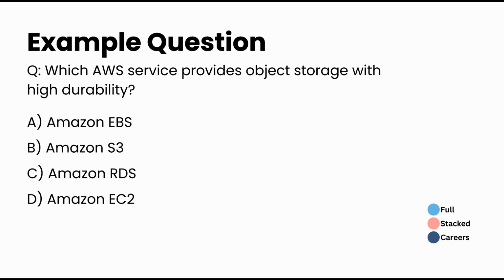Okay, so the answer is B, Amazon S3. The key word here is object storage. And with object storage, we always associate that with the Amazon S3 bucket storage system. So it wouldn't be EBS because that's for block storage. It wouldn't be RDS because that's the relational database service. And it also wouldn't be EC2 because that is a compute service.